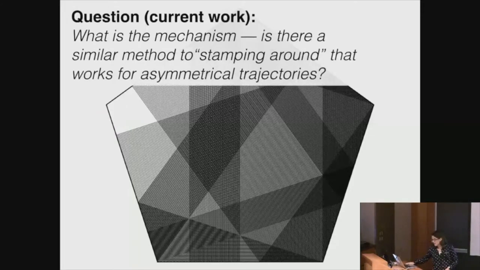So what I'm wondering, and currently working on, is what is the mechanism? How does it turn out that there's this empty little bit? Also, are there other examples? Because so far, this is the only example that I know of. All right.